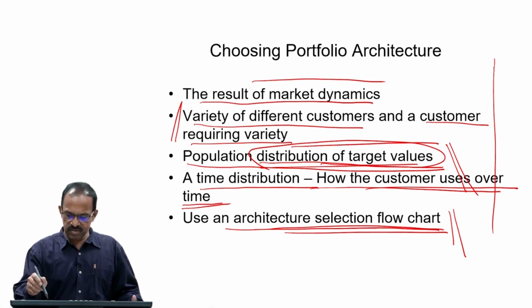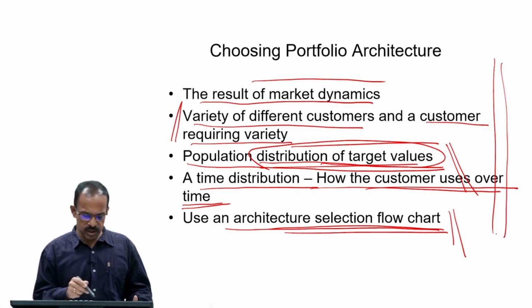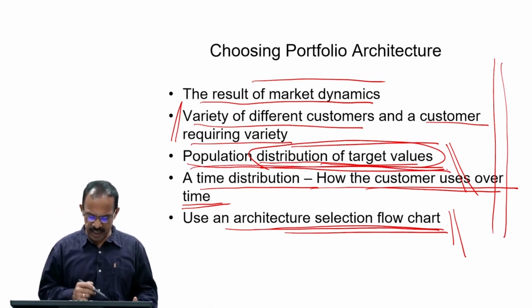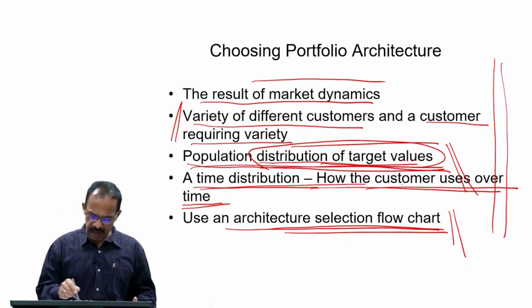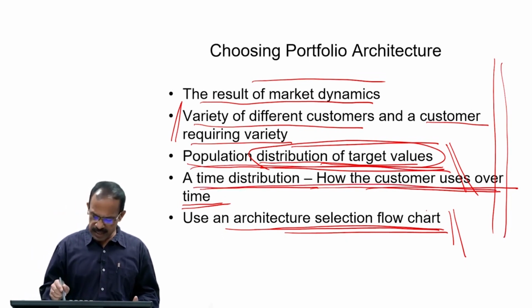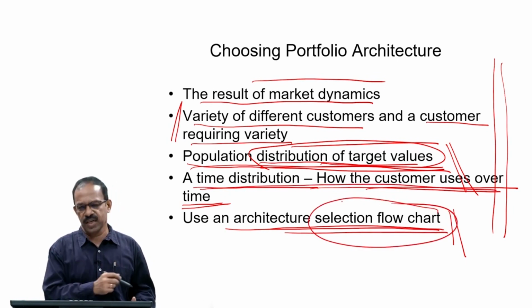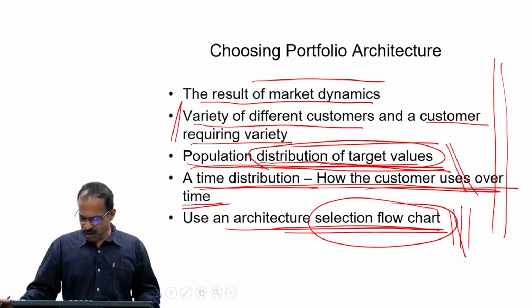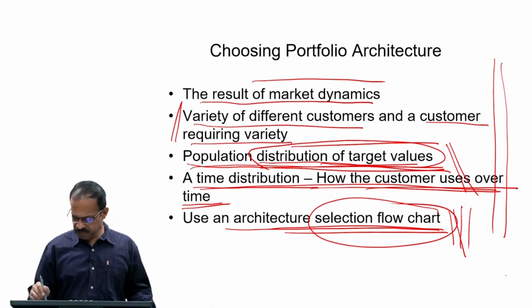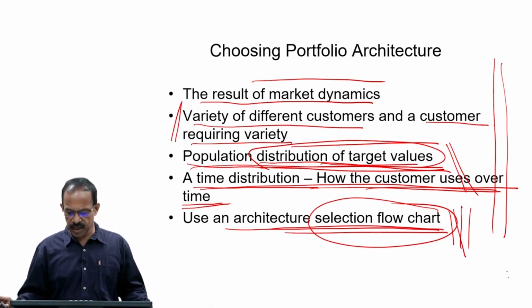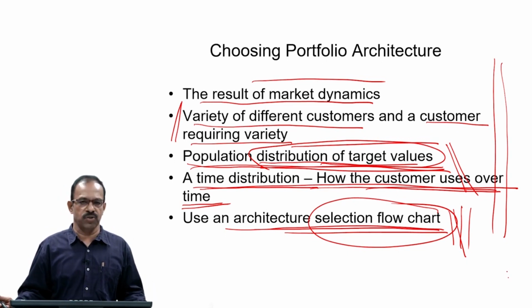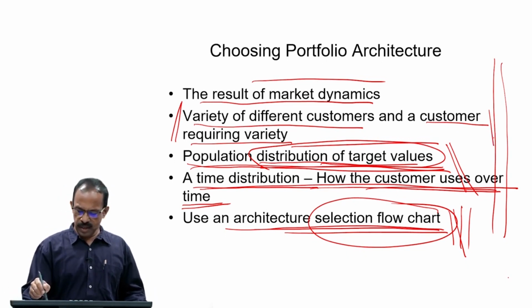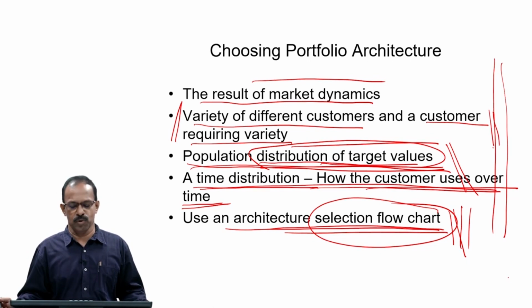So this is the next step that we have to do. First we need to go for a population distribution of target values, and then we need to look for a time distribution of target values, and then we use a selection flow chart to get the architecture to be used. Okay, we will see this in the next class, how we actually use a selection flow chart to decide on the type of architecture to be used for the portfolio.